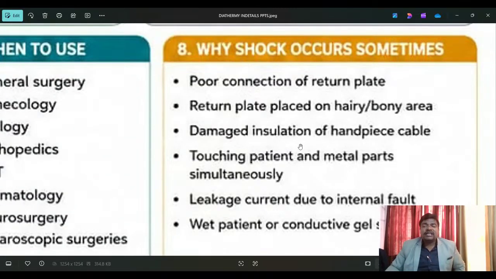And damaged insulation of the handpiece cable touching the patient and metal parts simultaneously, because we are giving this shock. This electrosurgical unit operates on electrical basis only, because AC is converted to DC, and that's why we maintain the patient plate. Without the patient plate it will not function, and it will be very dangerous to the patient's life, the doctor's life, and whoever is available there. That is very, very critical.